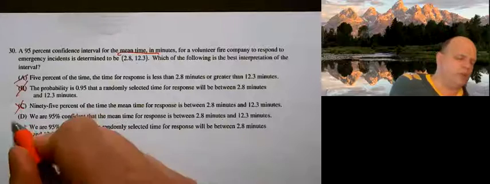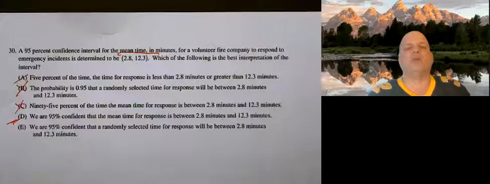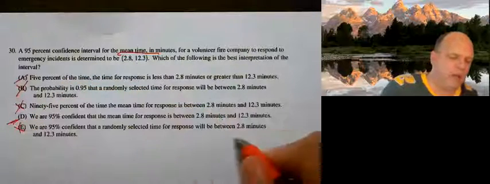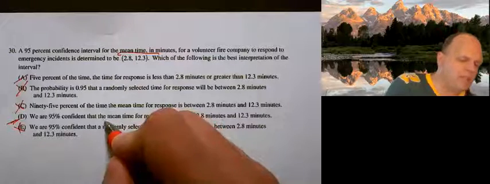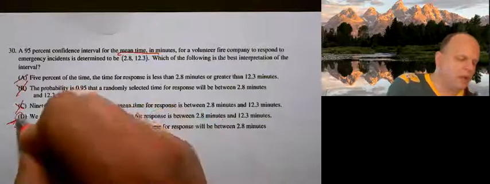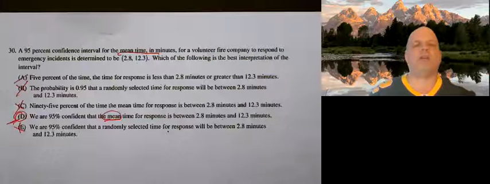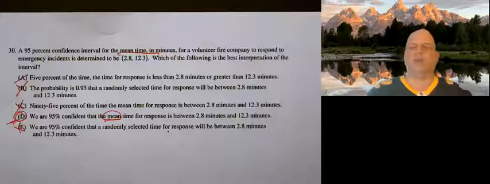That sounds really good. Let's look at E just to make sure. We are 95% confident that a randomly selected time for response will be, we don't have anything about the time. Again, we're not talking about individuals. We're talking about the mean time. All right. I wish they had used the word population to describe it, but we're 95% confident that the population mean time or the mean response time lies within this interval. All right. So our best answer is letter D.